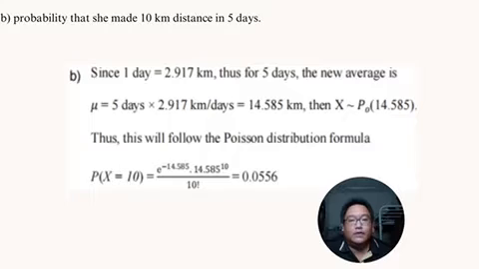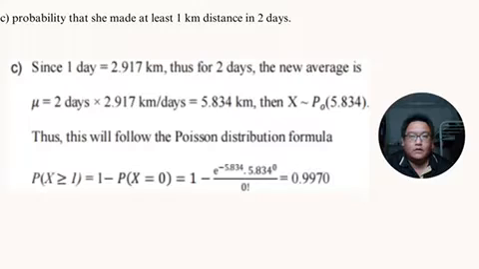Probability of x equals 10 equals e to the power of negative 14.585 times 14.585 to the power of 10 divided by 10 factorial, which equals 0.0556.